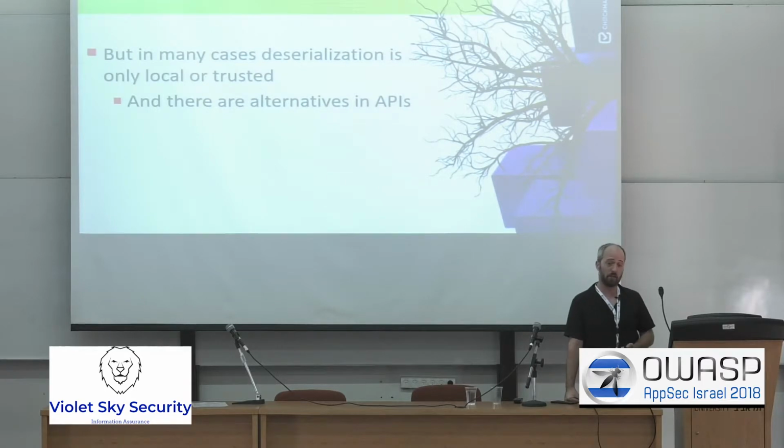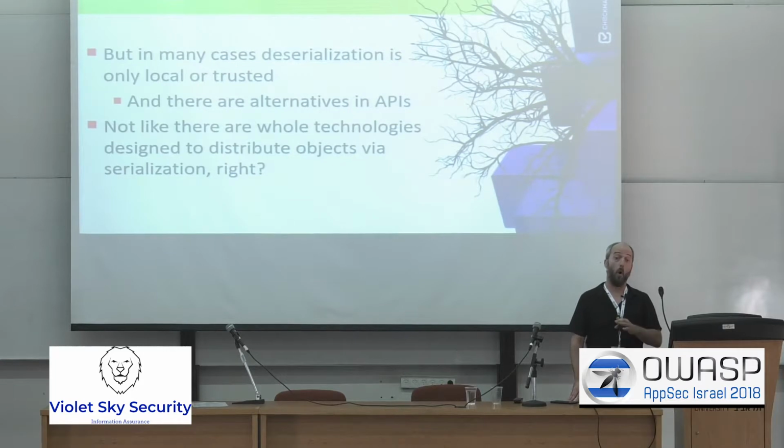But if you really wanted to, you can probably figure out an alternative API for deserialization, like building a native constructor that knows how to parse XML and construct an object without going through all these reflection and deserialization methods. It's not like there are whole technologies designed to distribute objects via serialization, right?